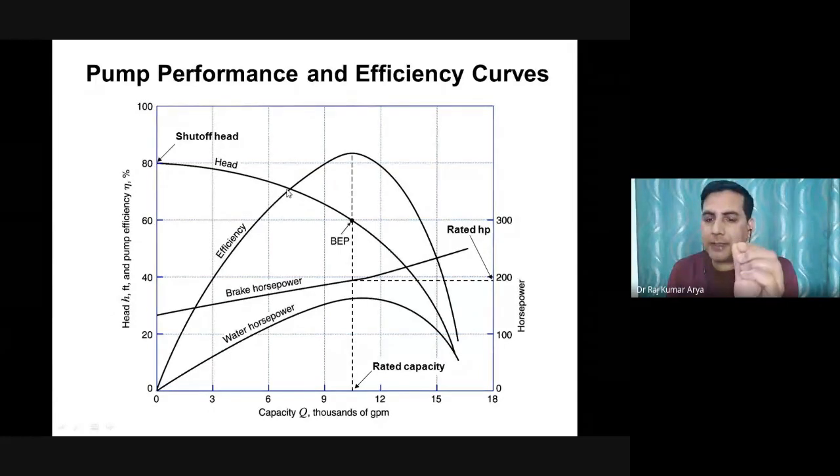Okay. Now this is the point here. This is the maximum possible point. This is the break-even point here. This is the maximum possible flow rate that can be discharged by a particular pump. So this is the maximum thing.